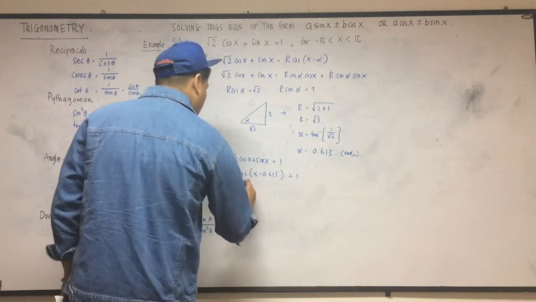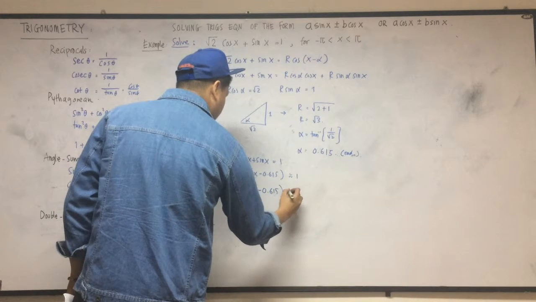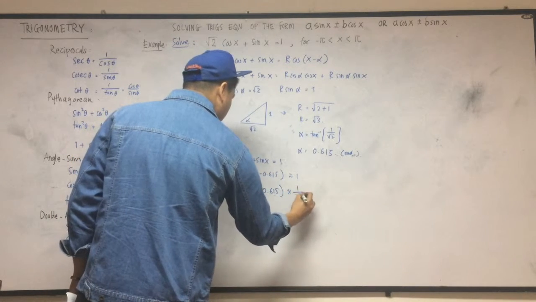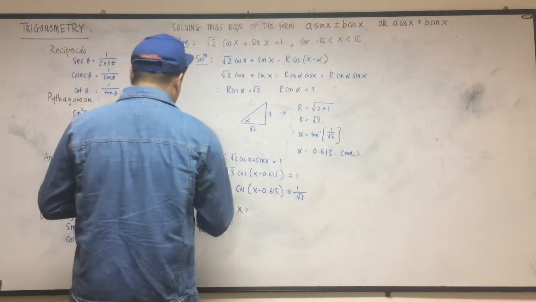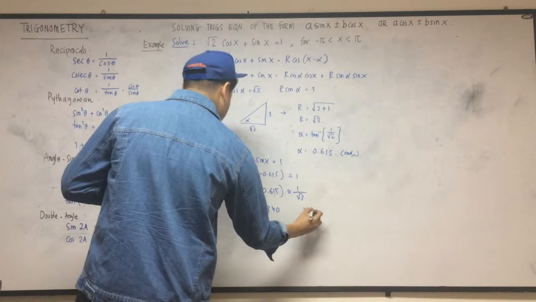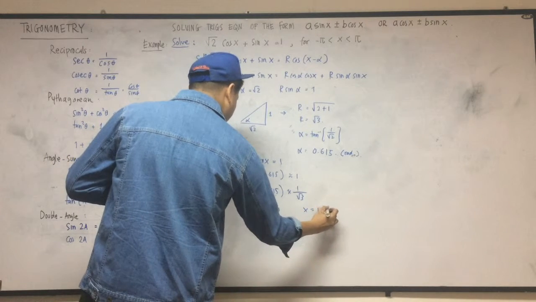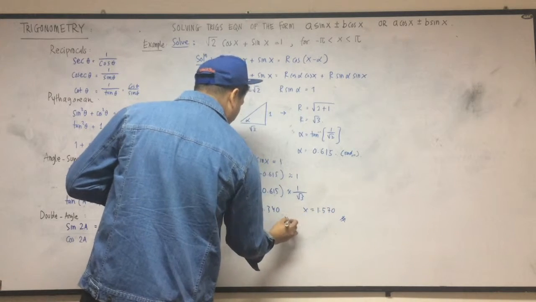Okay, so going back, cos(x minus 0.615) is going to be equal to 1 over root of 3. So x is equal to minus 0.340 and x equals 1.570, and that's going to be your answers.